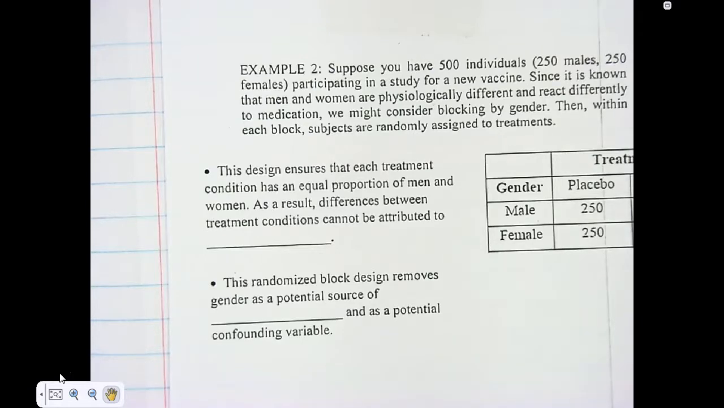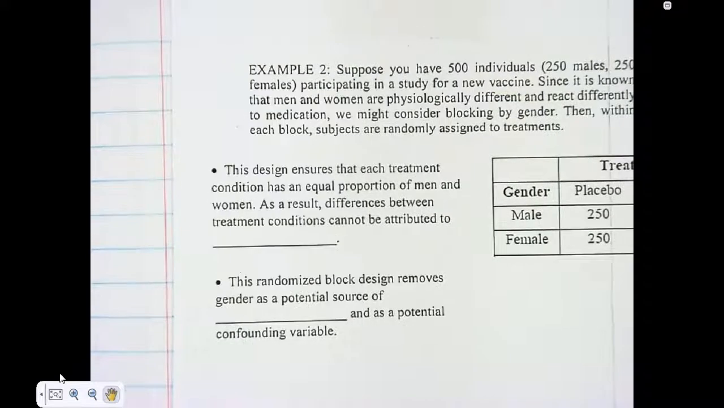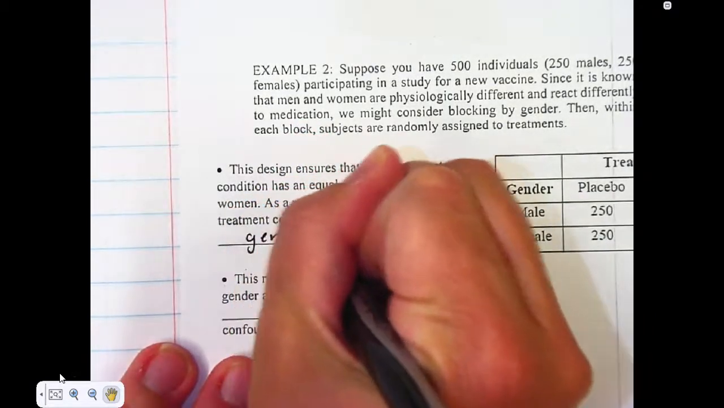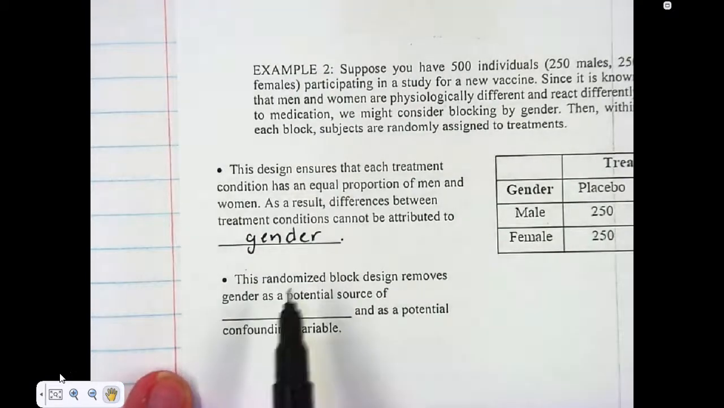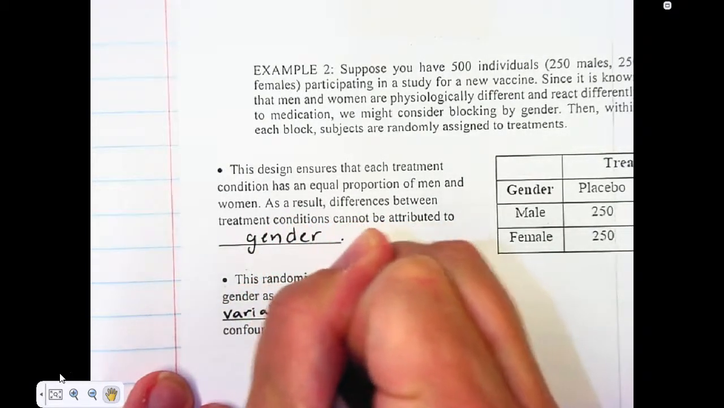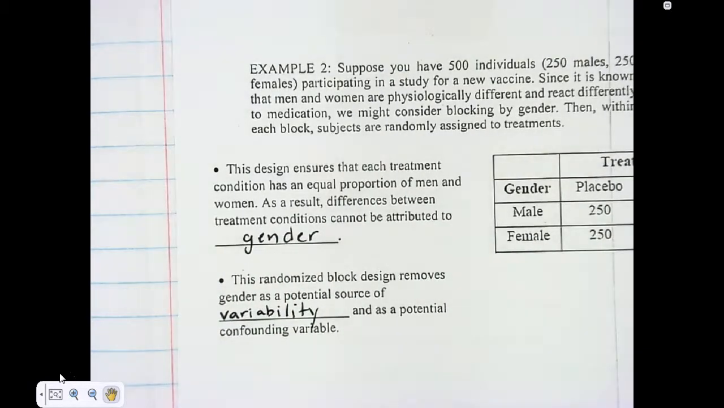You can ignore that. By doing this, this design ensures that each treatment condition has an equal proportion of men and women. As a result, differences between treatment conditions cannot be attributed to gender. If you didn't do that, someone could use that as an explanation. The other thing, the randomized block design removes gender as a potential source of variability, and as a potential confounding variable. So you're using blocking to control the gender issue.